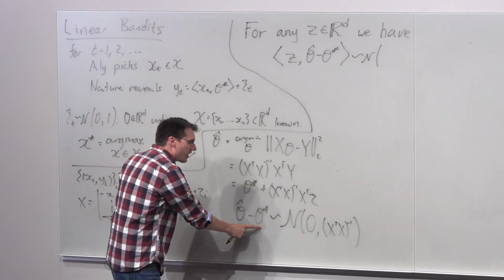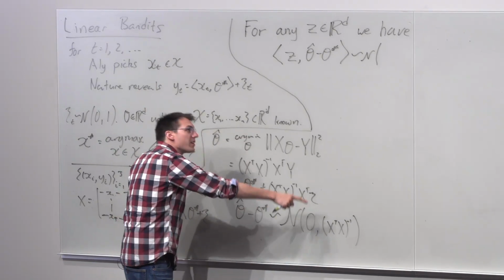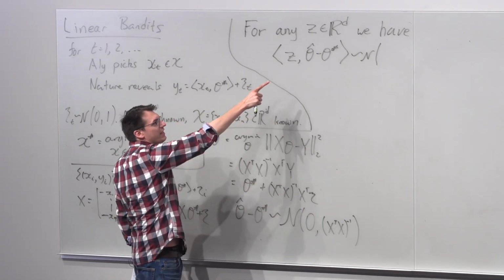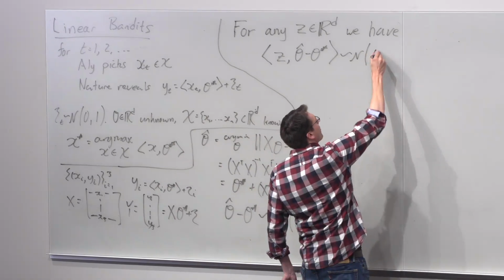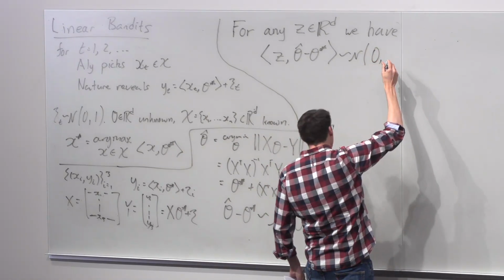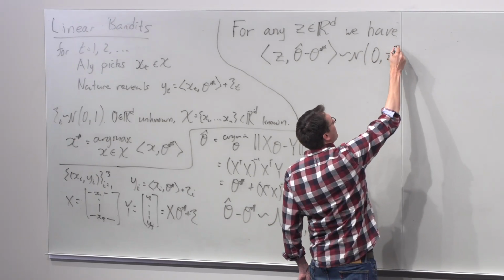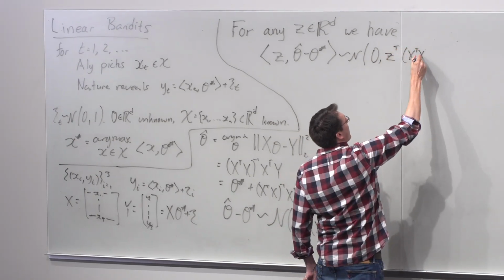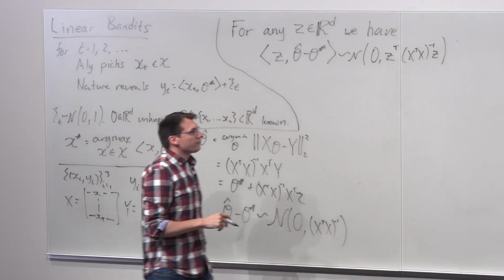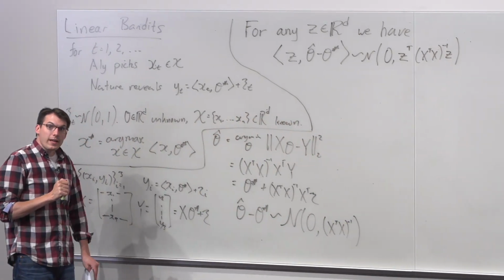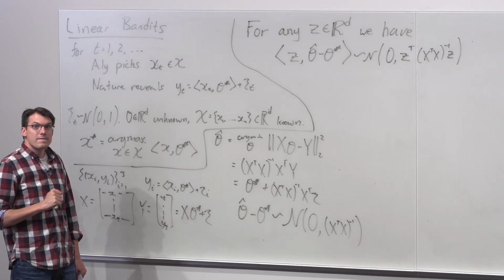If theta hat minus theta star is distributed as a Gaussian with this covariance, then the inner product between z and theta hat minus theta star is also going to be Gaussian, mean 0, but now with variance z transpose (X transpose X) inverse z. Okay, this is getting really good.